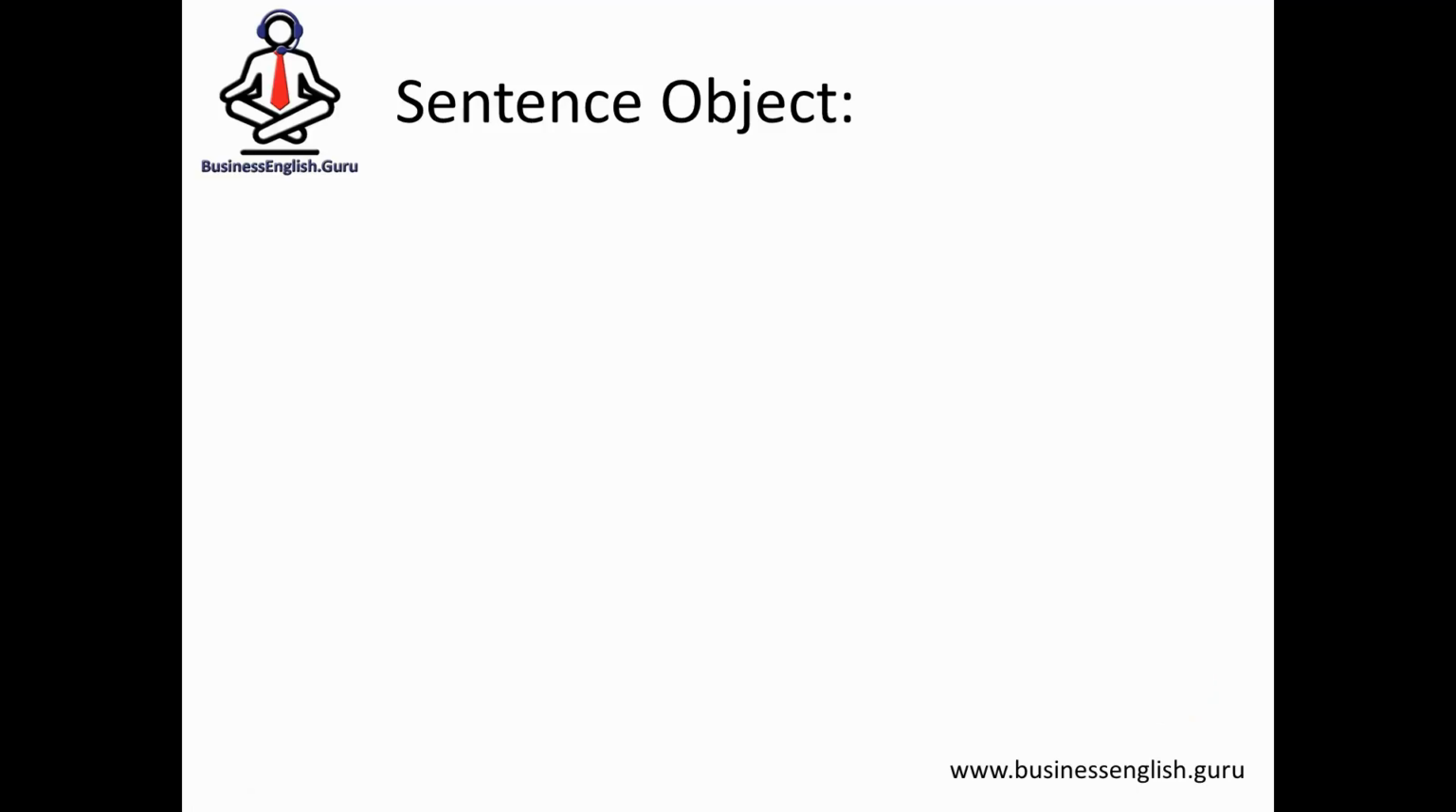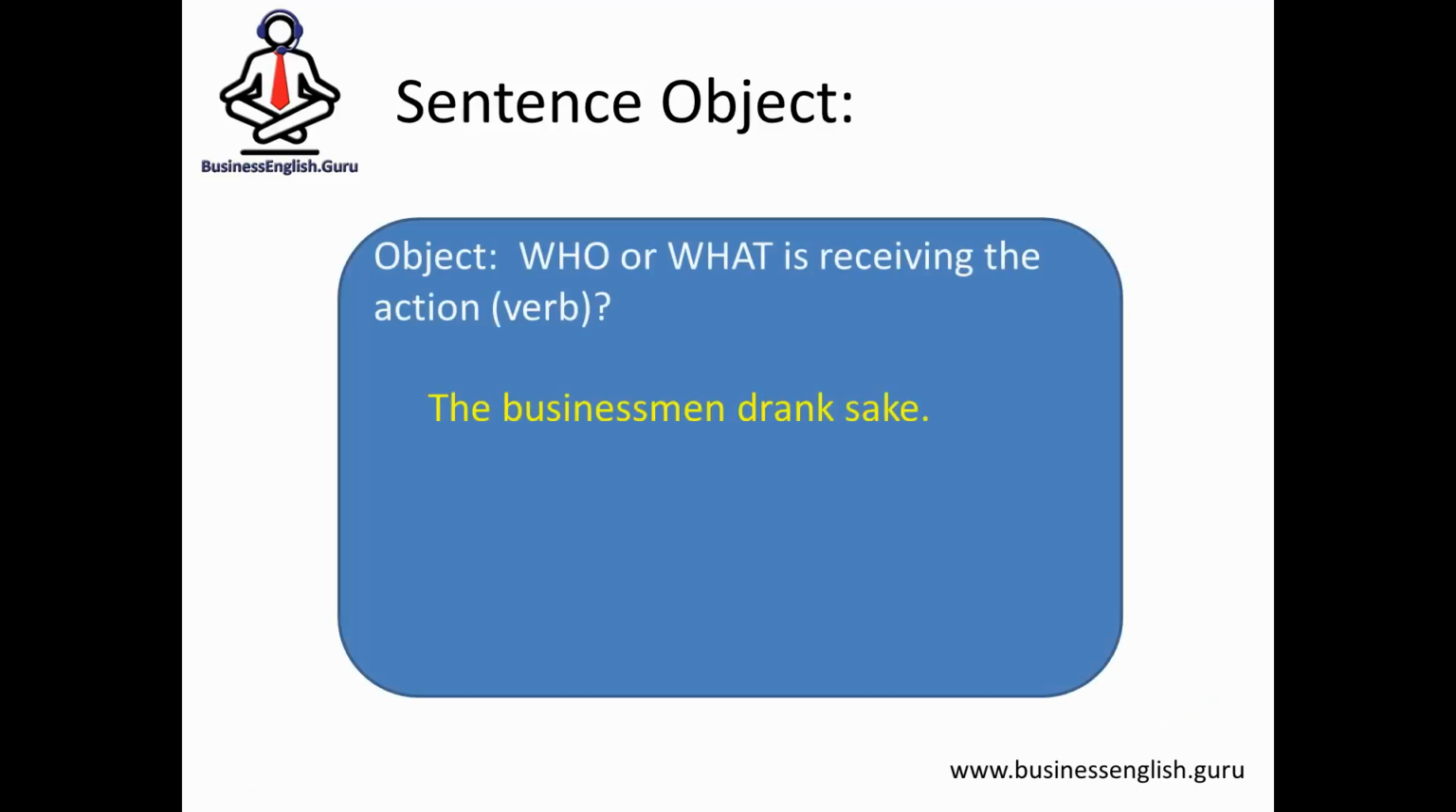A sentence object tells you who or what is receiving the action or the verb. So, the businessman drank sake. Who or what is being drunk? The sake.